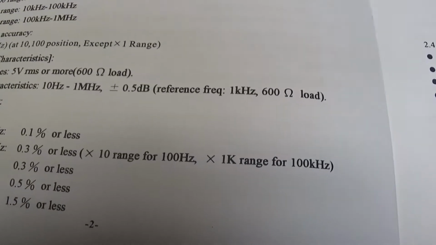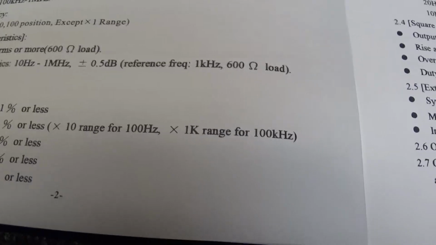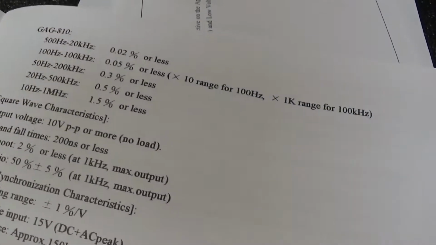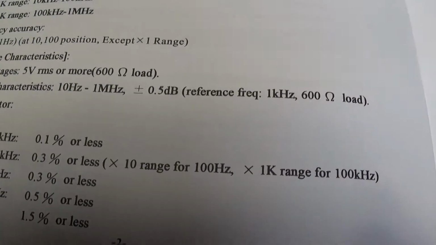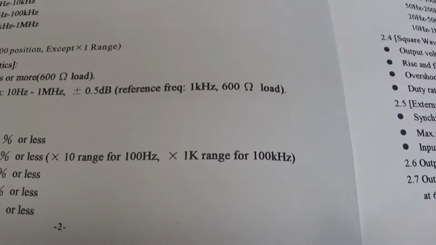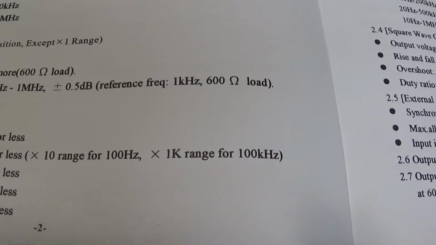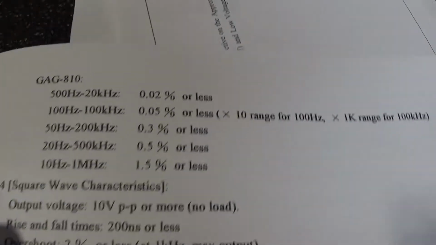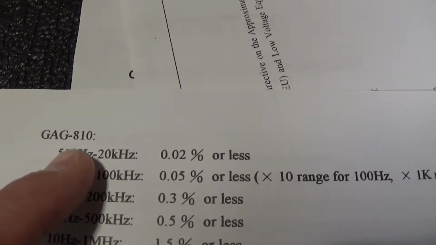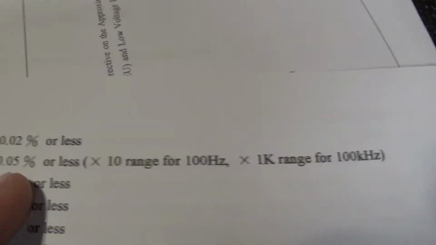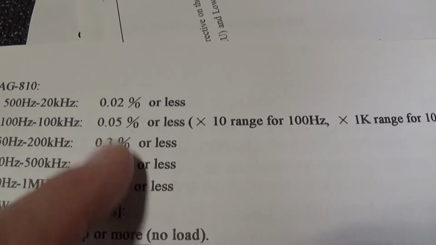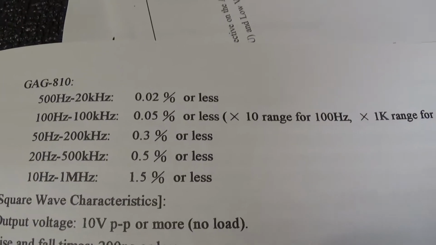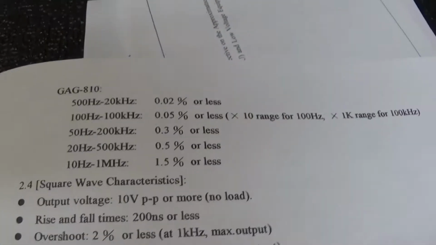Distortion factor. I don't know what a distortion factor is. Oh, that's the GAG-810. Okay, so the GAG-810, 500 hertz, 20 kilohertz, 0.1%. But I didn't get the 809. I got the 810. See that? You go from 9 to 10, and you get an order of magnitude less distortion. How about that? Numbers mean something, right? Go from 9 to 10.